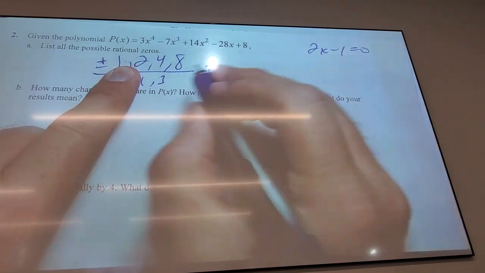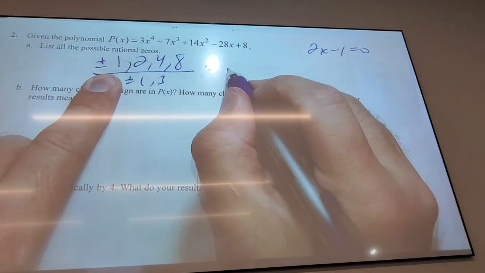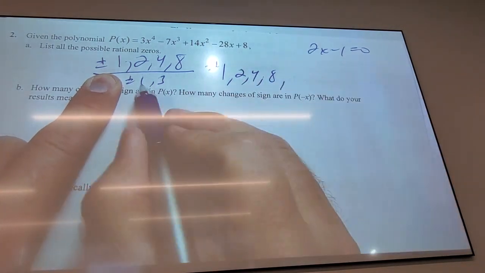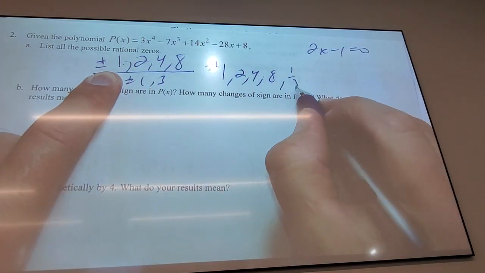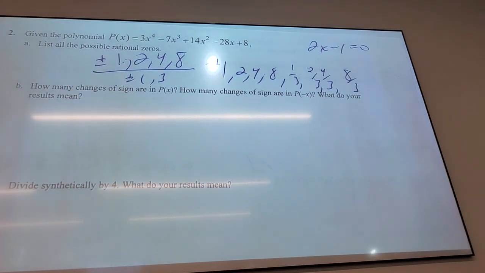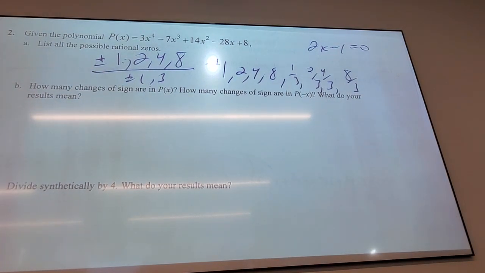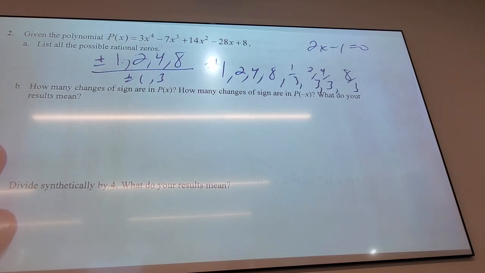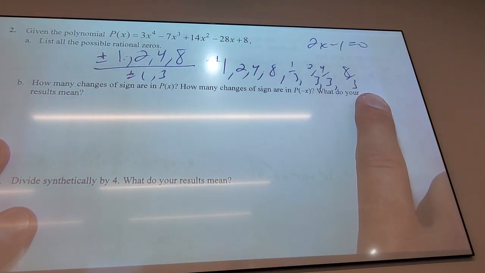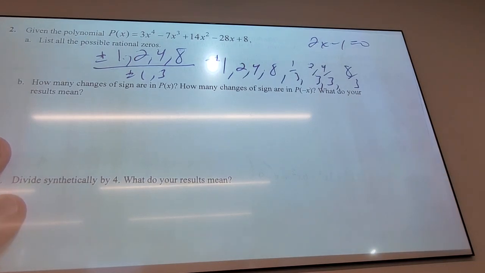So then I always get 1, 2, 4, 8 divided by 1, plus or minus. And then I start to get my 1/3, 2/3, 4/3, 8/3. So that list kind of sucks a bit. How many things are in that list? 8 or 16. There it is, 16. Yes.